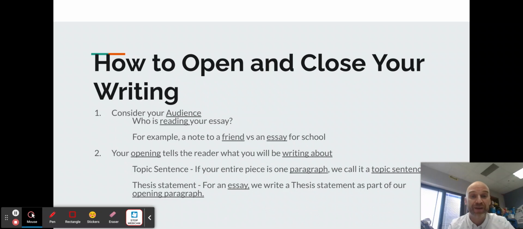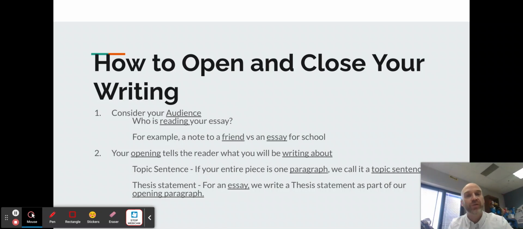For an essay, we write a thesis statement as part of our opening paragraph, and then we have multiple paragraphs that follow that. We're working towards writing that multiple paragraph essay, whether that's 3, 4, 5, even 6 paragraphs. So again, consider your audience and who is reading your essay. For example, a note to a friend versus an essay for school.